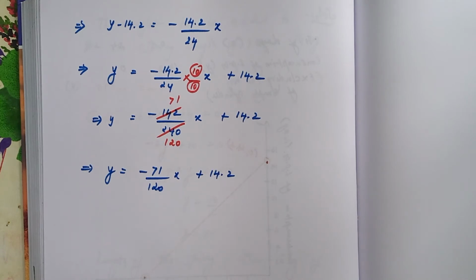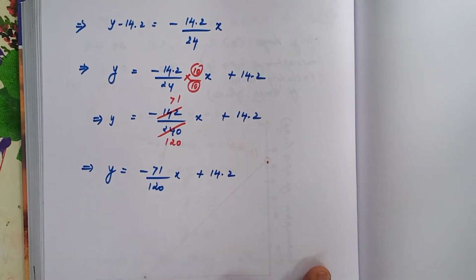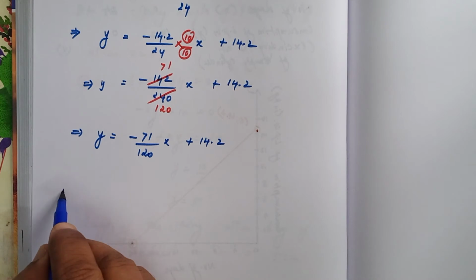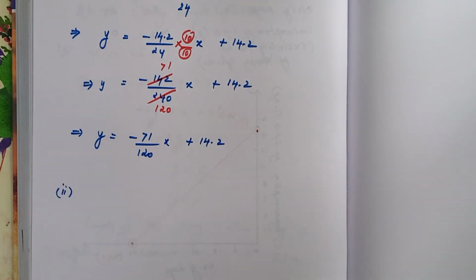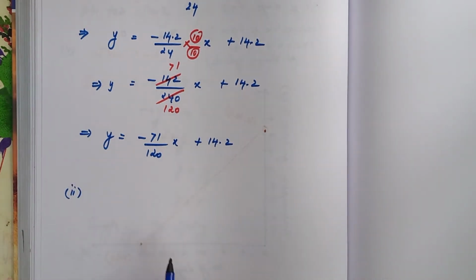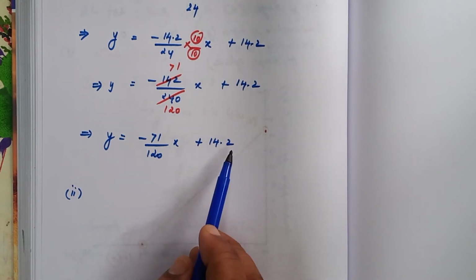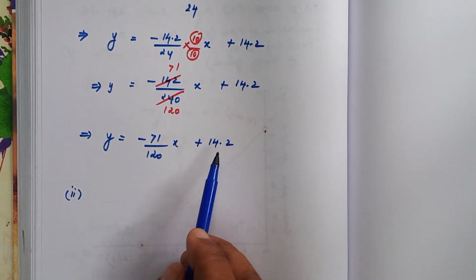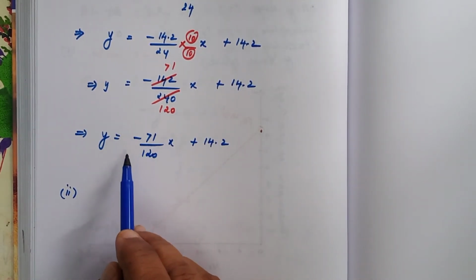Subdivision 1 is over. Now subdivision number 2. So this is the book answer. This is of the form y equal to mx plus c. The constant can be a decimal value. Here m represents the slope, and I have written the slope in fraction form.